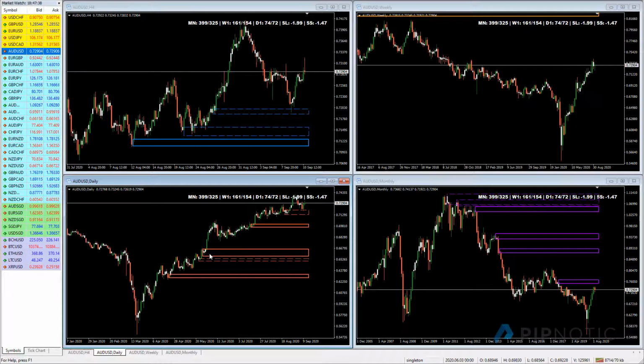So I think that would be like a shorter term trade. This area is not going to hold forever, but I think that we'll certainly get a bit of a bounce there.